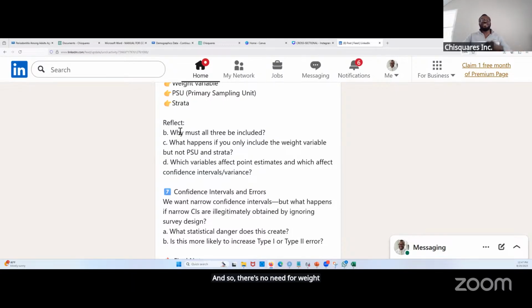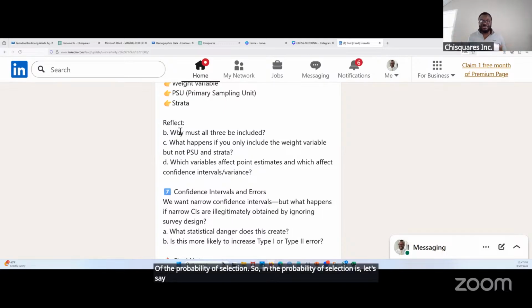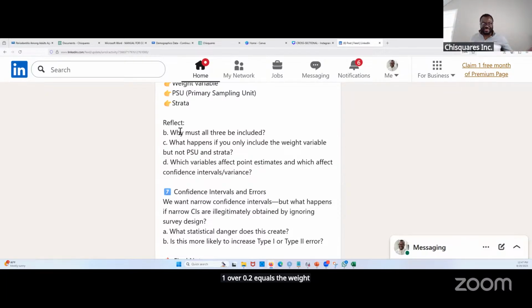Why? Because weights are simply the inverse of the probability of selection. So if the probability of selection is, let's say, 0.2, 1 over 0.2 equals the weight, and everybody has the same weight. If everybody has the same weight, we call that a self-weighting sample. In other words, we don't need weight, right?